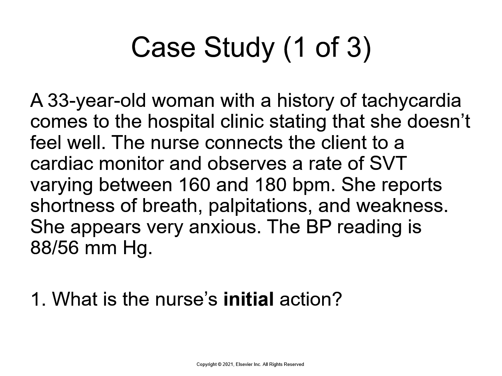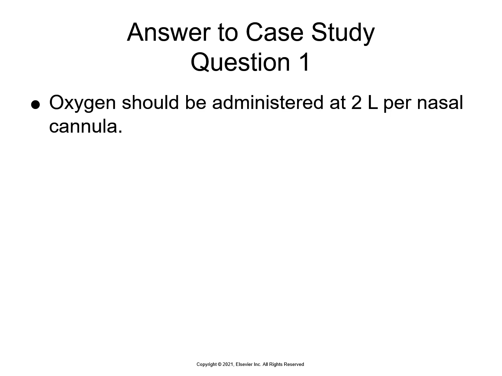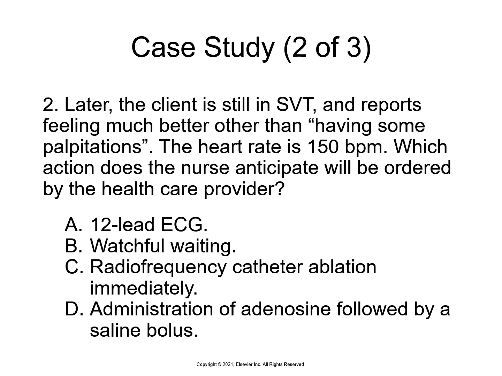Well, obviously, my thinking, I hope would be your thinking, is that we need to give her supplemental oxygen, which would be my first choice. So yes, first of all, you're going to put 2 liters of oxygen on her per nasal cannula. This will help supplement the oxygen in her blood that her heart needs. So later, your client is still in SVT, 150. She's having some palpitations, but she feels somewhat better. So which action does the nurse anticipate will be ordered by the healthcare provider?